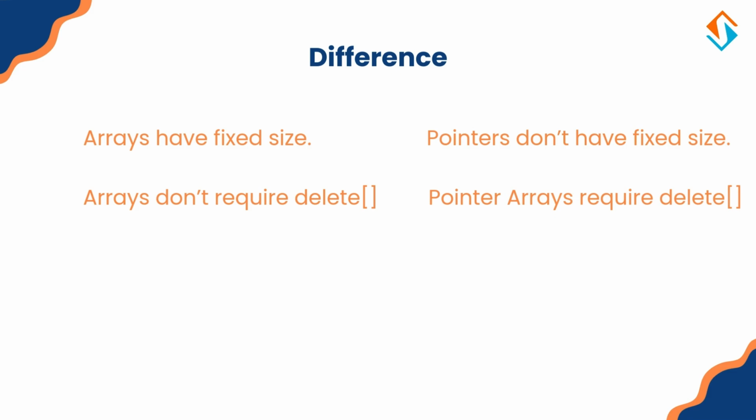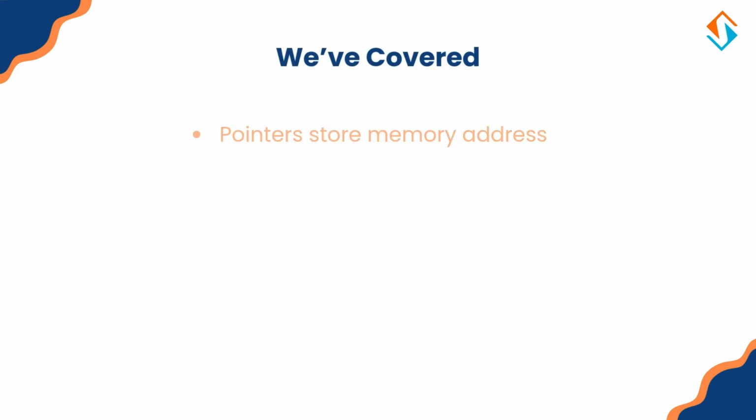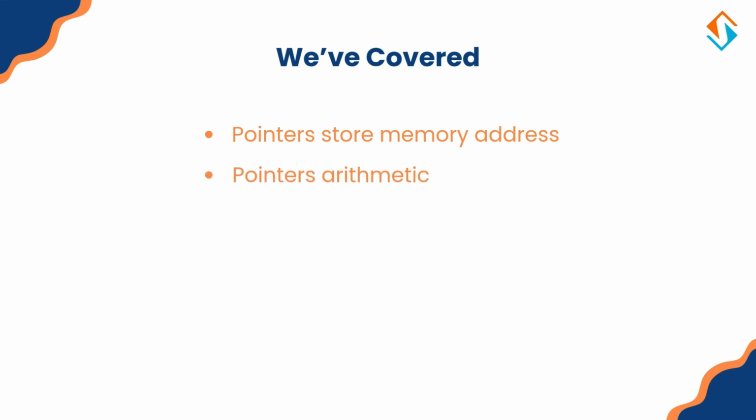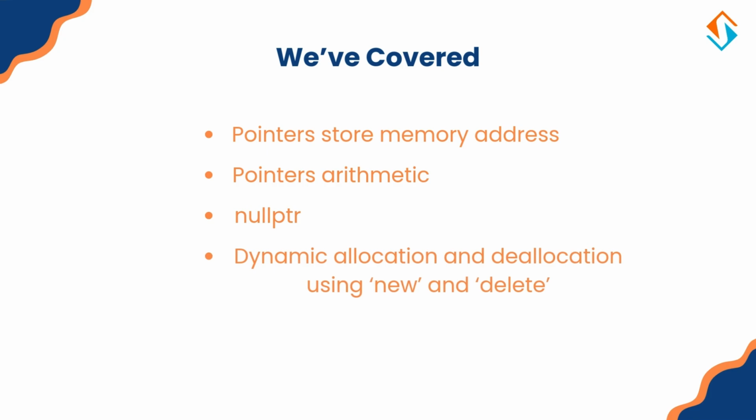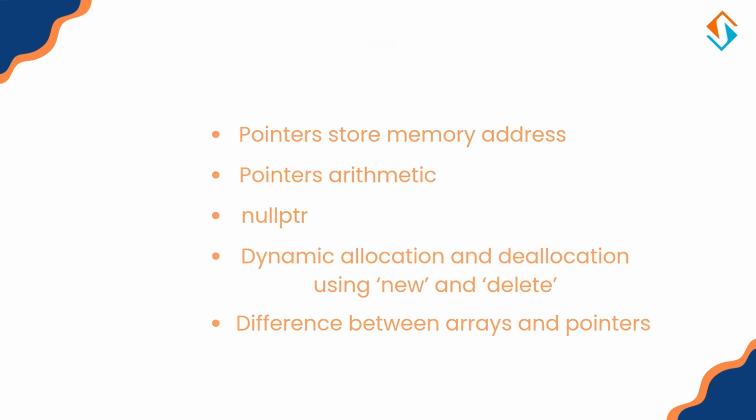And that's a wrap on pointers in C++. Let's quickly recap. Pointers store memory addresses and can be dereferenced to access the value. You can perform arithmetic on pointers to navigate through memory. A null pointer represents a pointer that doesn't point to any valid memory. new and delete allow dynamic memory management. Arrays and pointers are closely related but have key differences.